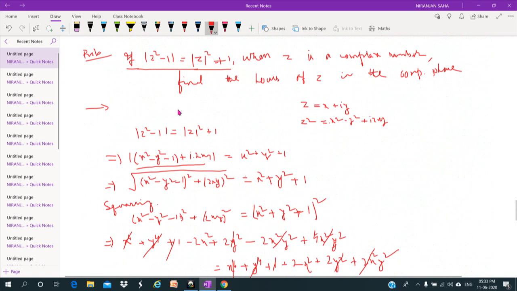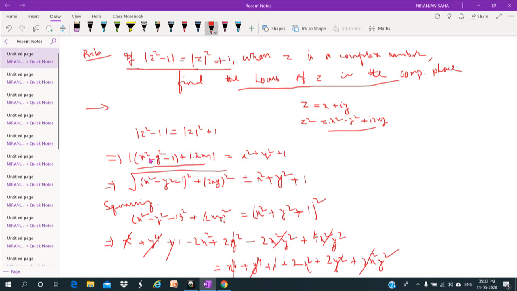Now, two more problems. Let's see this. Important one. Here again a relation is given that modulus of z square minus 1 is equal to modulus of z whole square plus 1, where z is a complex number. We have to again find out the locus of z in the complex number. So z is equal to x plus iota y. So z square must be equal to x square, iota square is minus 1, so this will be minus y square plus iota 2xy.